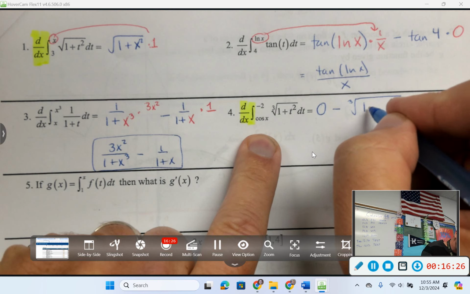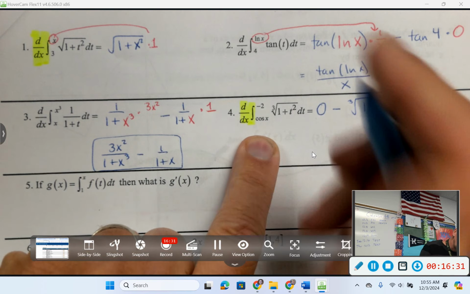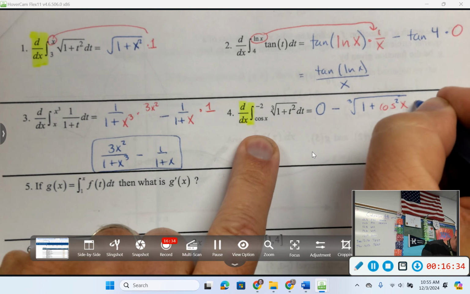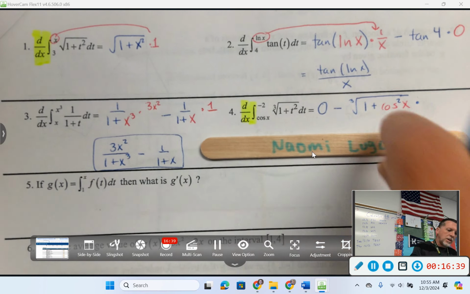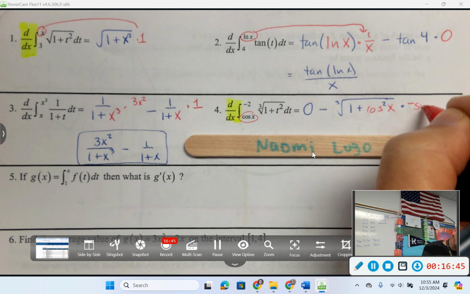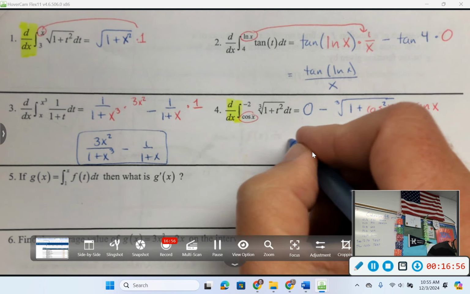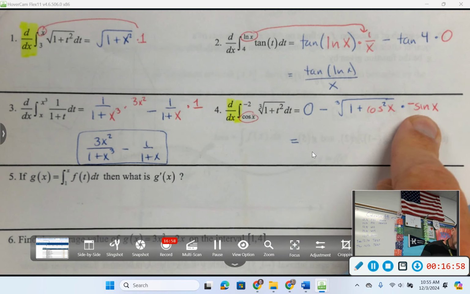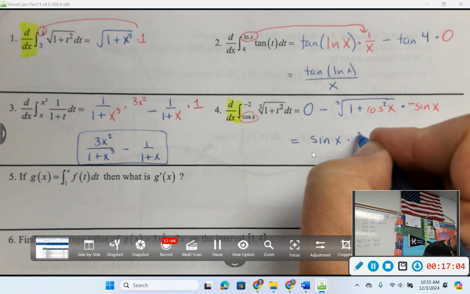Cube root of 1 plus cosine of x squared, times, Naomi, I need the derivative of cosine now. Negative sine of x. Again, that's fine to stop there, but I've got a minus negative in there, so it might be easier to multiply the negatives and get a positive. I think I would put the sine of x in front of the cube root. I think that would look better.